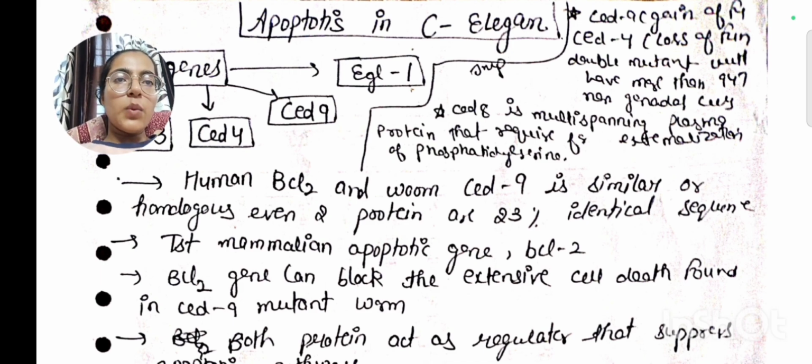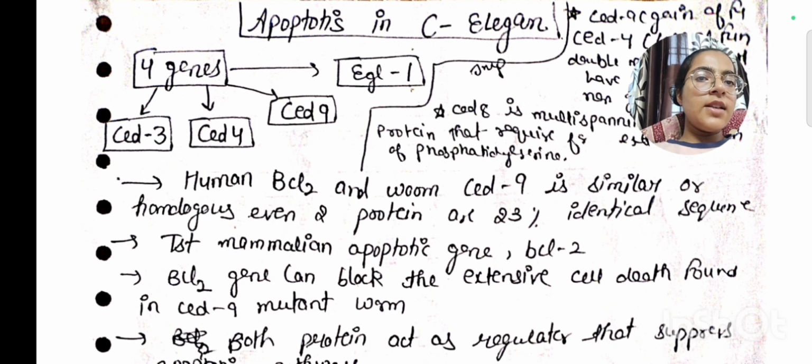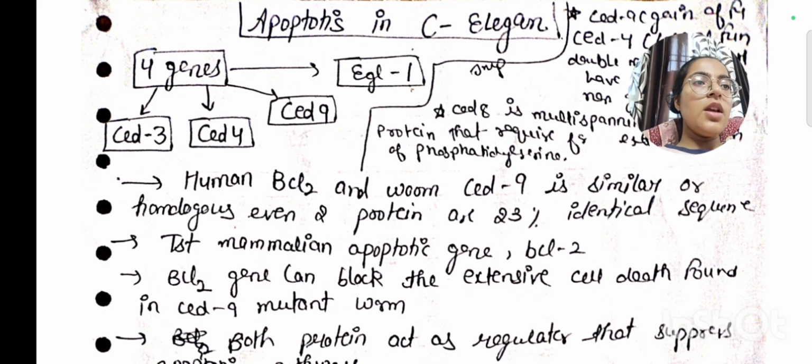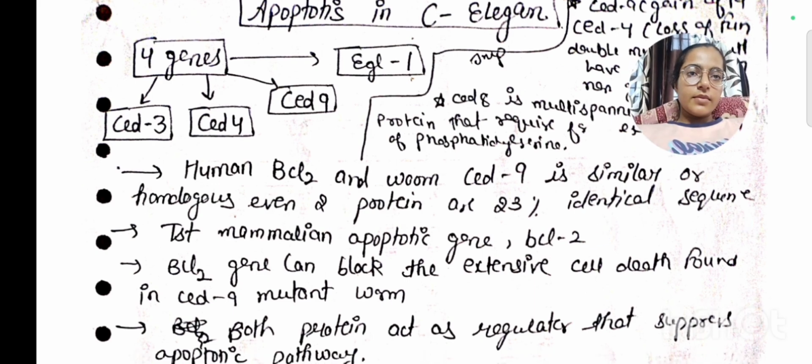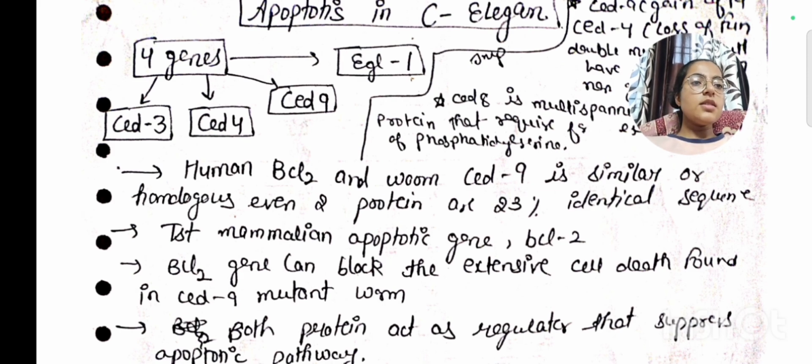Now we'll start with apoptosis in C. elegans. There are some genes present, basically CED3, CED4, CED9 and EGL1. CSIR NET does not directly ask a question from here. They will ask about the homology between these genes and the genes in humans which play a role in apoptosis. Human BCL2 is an analog, or homolog, of CED9. Homology means similar; it performs a similar function to CED9.